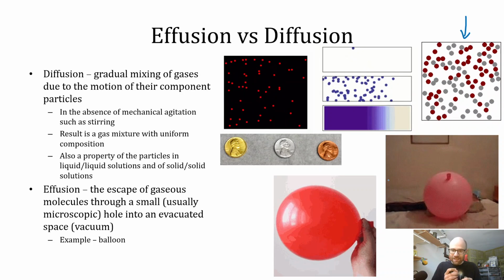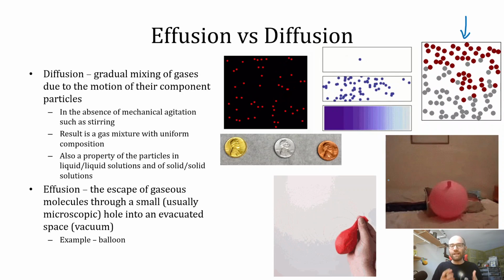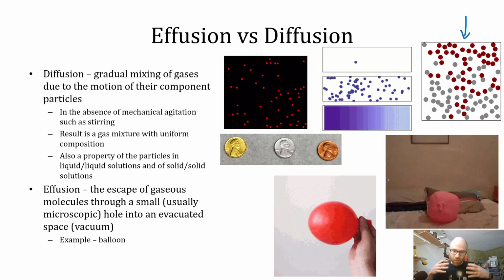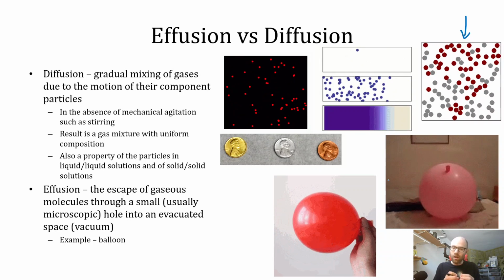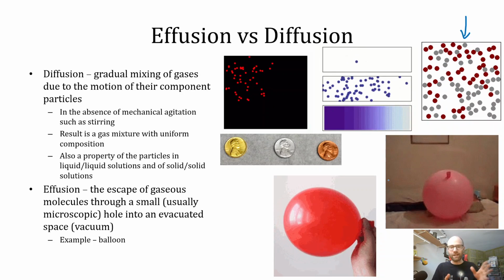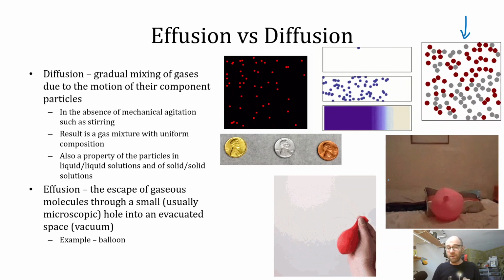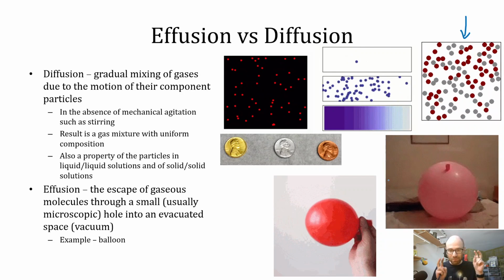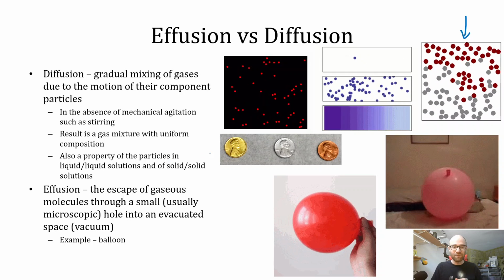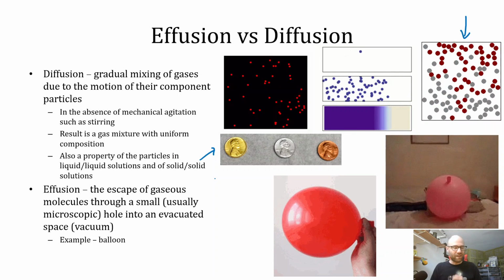Effusion is slightly different. If you want a good thing to picture for effusion, it's like a balloon. The idea that all the gas is coming out one hole instead of going in all directions. There is such a thing I did want to mention as solid-solid diffusion. It's rare, but if you've ever made golden or brass pennies, that's where it comes from. It's a very fun experiment to do.